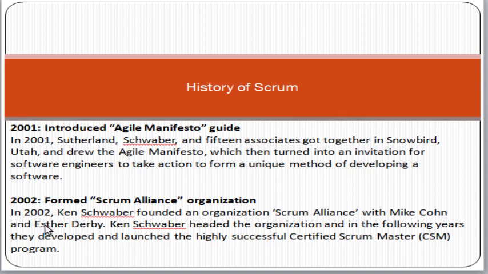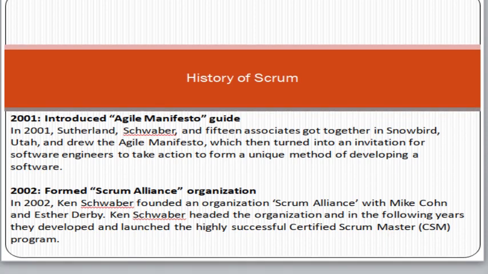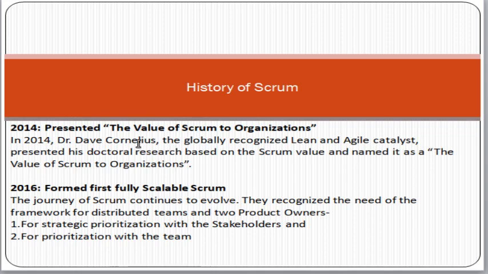Then in 2002, Ken Schwaber founded an organization, Scrum Alliance. I'm sure that whoever works with Scrum definitely knows the name Scrum Alliance, founded with Mike Cohn and Esther Derby. Ken Schwaber headed the organization, and in the following years they developed and launched the highly successful Certified Scrum Master program. So in 2002, the foundation of the Certified Scrum Master (CSM) was laid, which is nowadays a very popular certification.